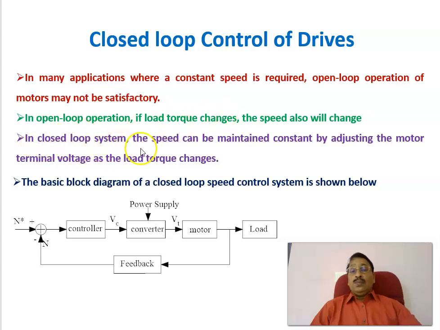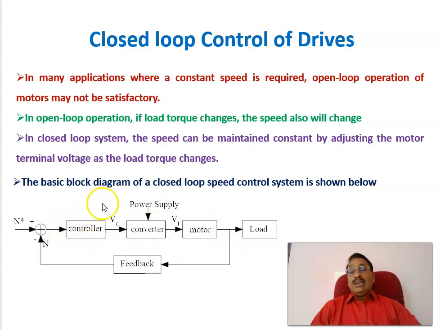Now in a closed loop system, the speed can be maintained constant by adjusting the motor terminal voltage as the load torque changes. Therefore, we are sensing the load torque, and based on the requirement of the load torque, we are adjusting the voltage applied to the motor. Thereby, the motor torque is made equal to the torque demanded by the load. That is done by closed loop control.